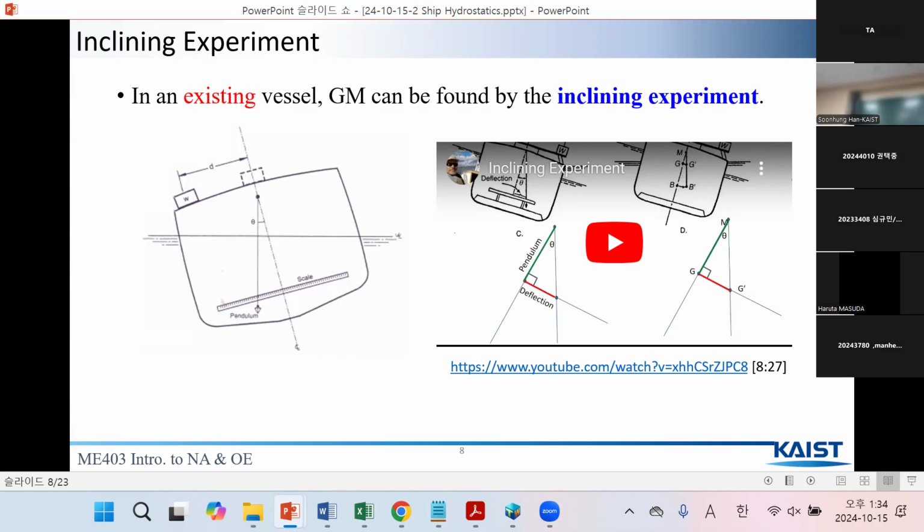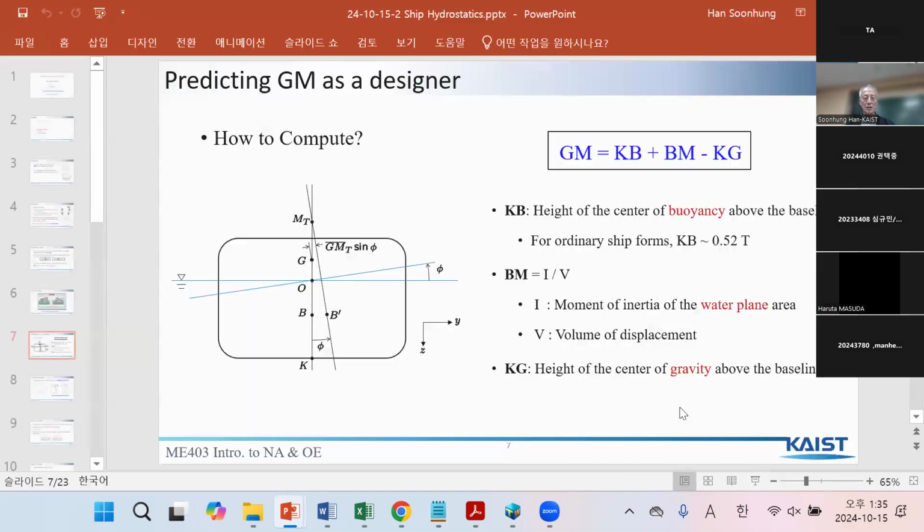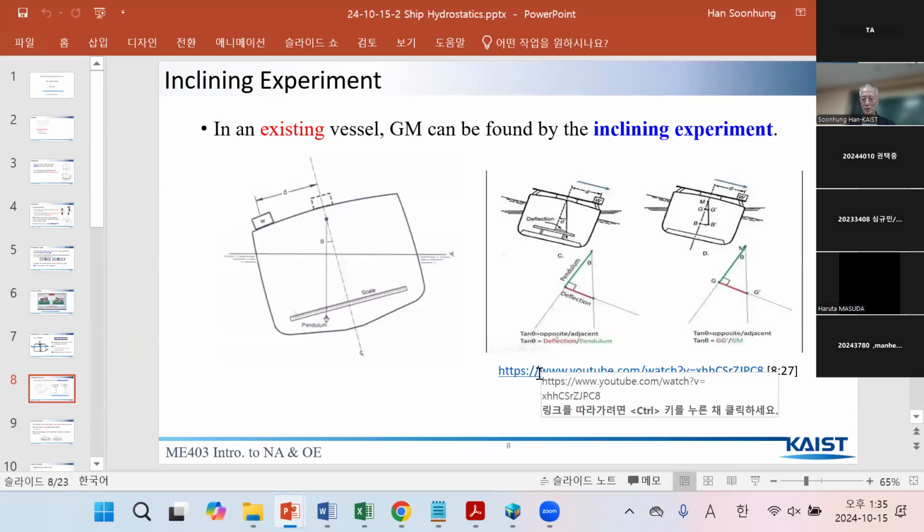At every construction site, there is a separate company or person who is surveying the construction, and the surveyor is a different person. The designer is also different, right? Similar to this. And then there's a video. The inclining experiment is done once the ship is constructed.